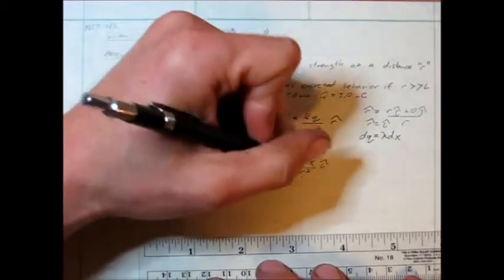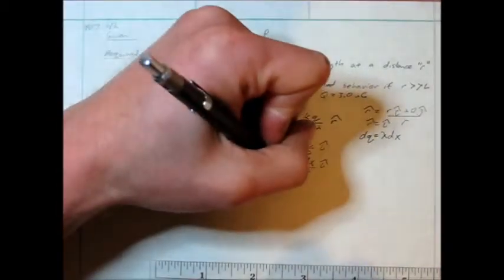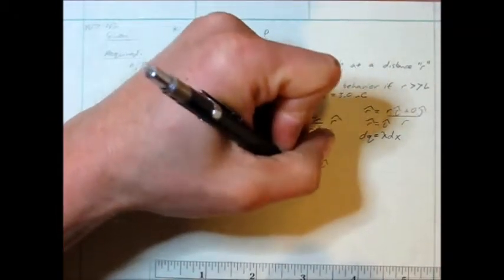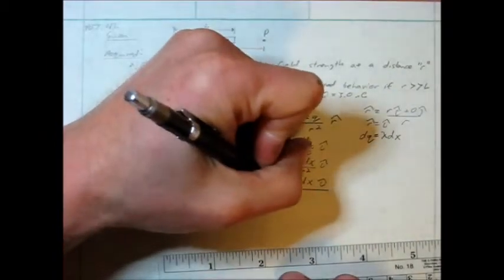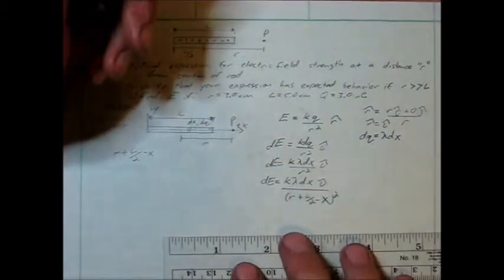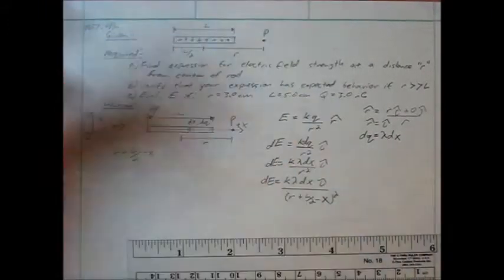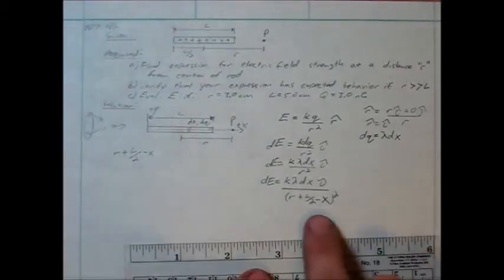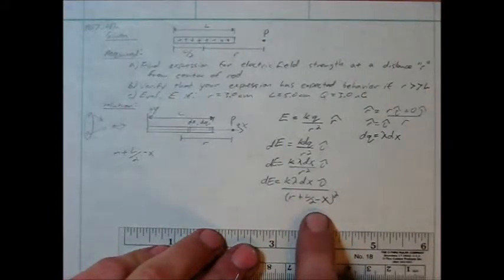dE is equal to k lambda dx, let's throw I hat up there, all over r plus L over 2 minus x, and we're going to square that. So this is the dE version. We need the E version, so obviously we need to integrate. At this point I think we can. And then I'll talk about limits and things like that.